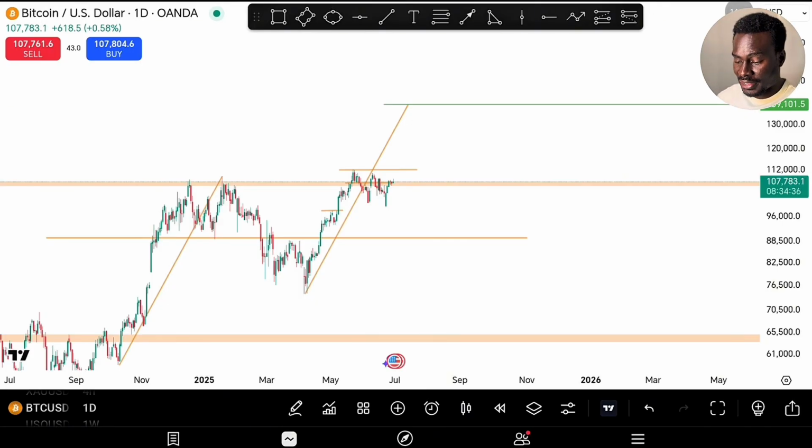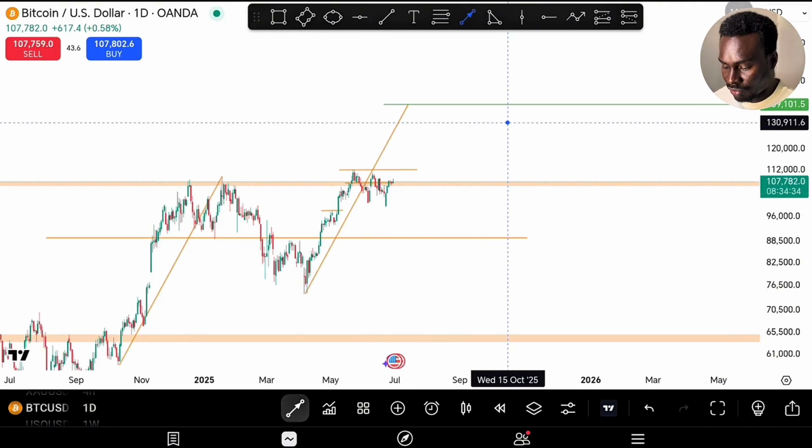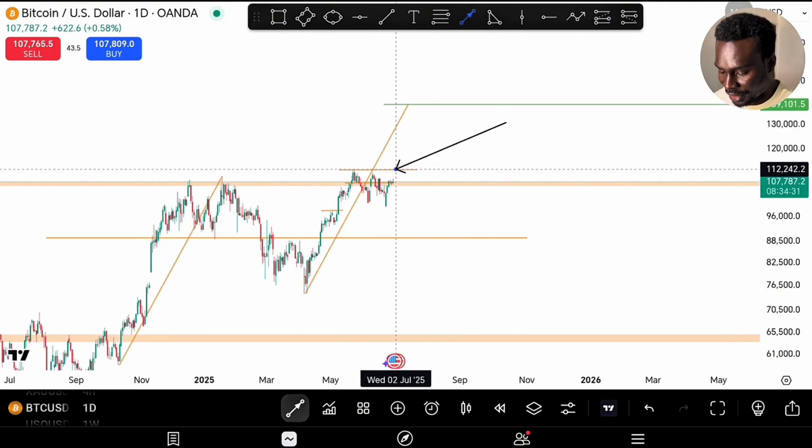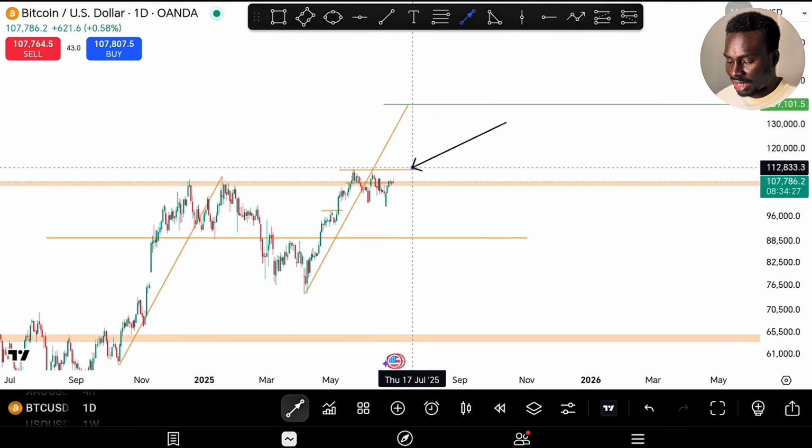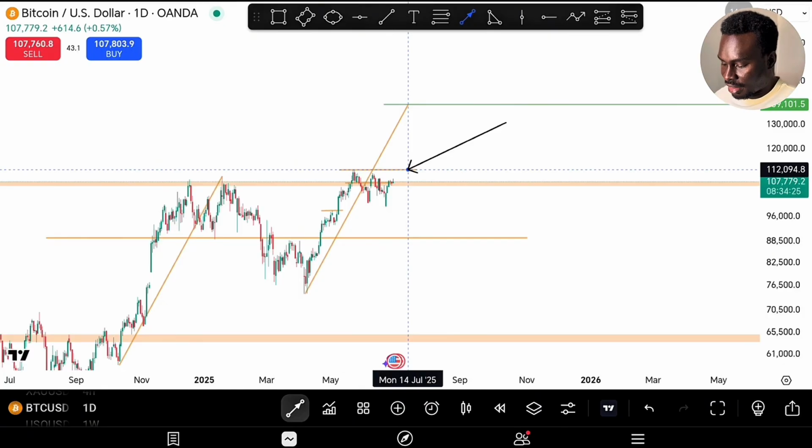So going back to current trading, if Bitcoin comes to break above this, the next level will be $139,000. Bitcoin is currently trading at $107,000 per coin. If Bitcoin comes to break $112,000 per coin, the next level for Bitcoin will be $139,000 per coin. You've heard it here. So that's my take on Bitcoin.